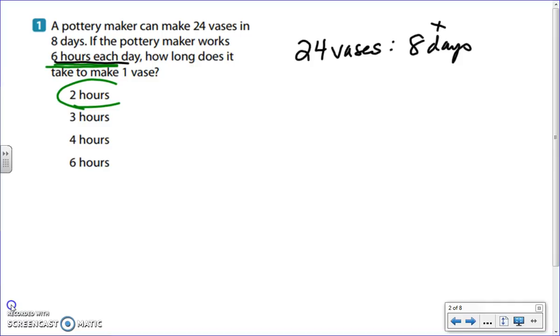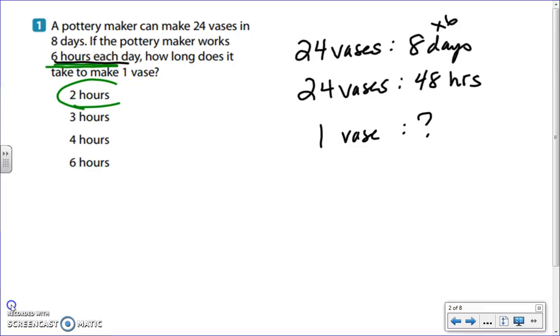So if I multiply the days by 6, I know how many hours there are in 8 days. So really we have 24 vases for every 48 hours. Let's take a look at this now. I need to know how long it takes to make 1 vase, and I don't know how many hours that would take. So if I wanted to change a 24 into a 1, I could divide by 24. 48 divided by 24 is 2. So it would take 2 hours. You could also do it that way.